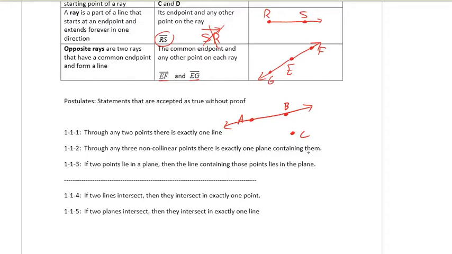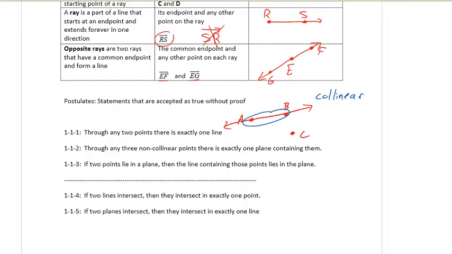Next thing, through any 3 non-collinear points, there is exactly one plane containing them. What that means is that, like here, and the one we just went over, A, B, they are collinear. Okay, they share a line, just like co-worker would be share a job. Collinear, they share a line.